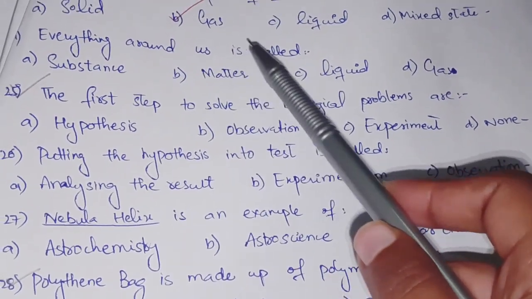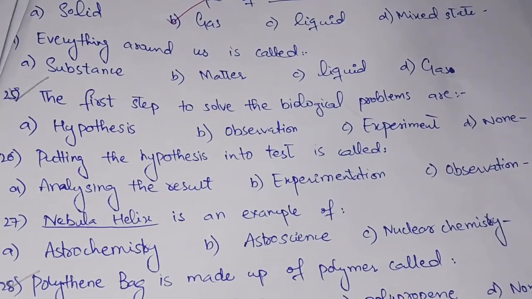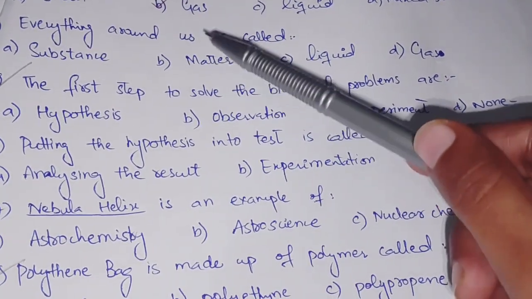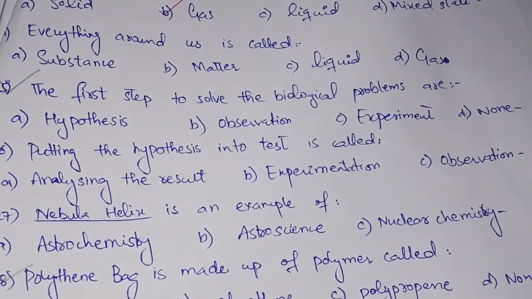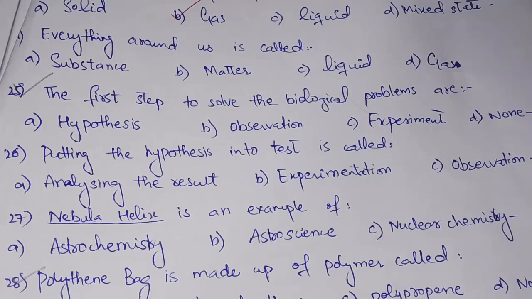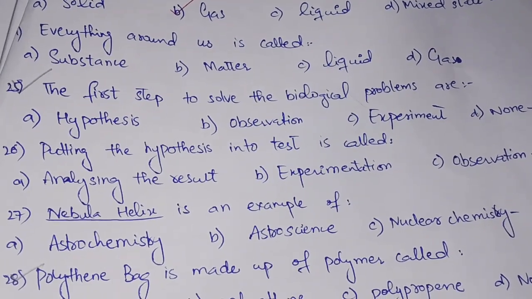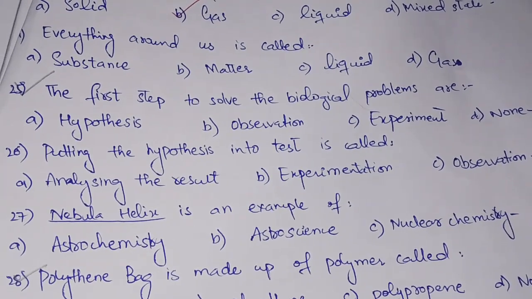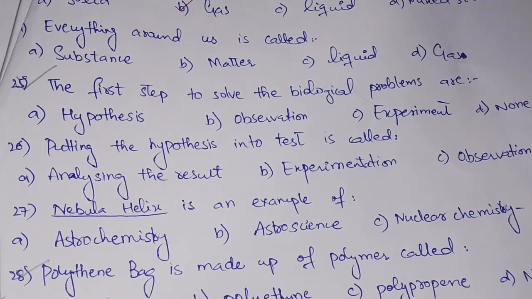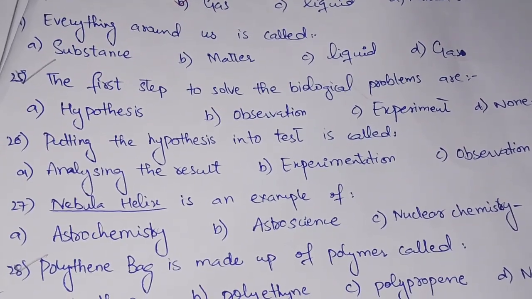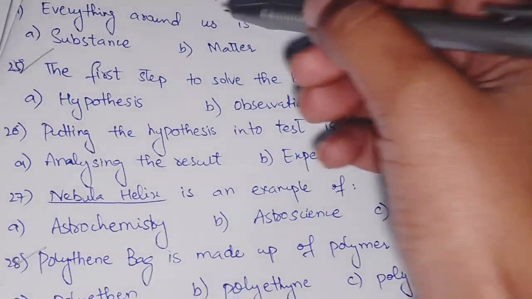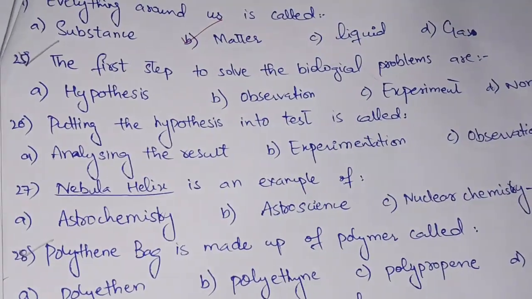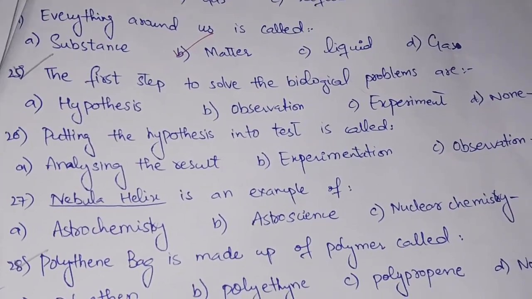So everything around us is formed of matter, and matter consists of three things: liquid, solid and gas. There are only three things present in our surroundings, which can be either solid, liquid, or gas. So it is a combination of three, and it goes in the category of matter. So option B is the correct option.